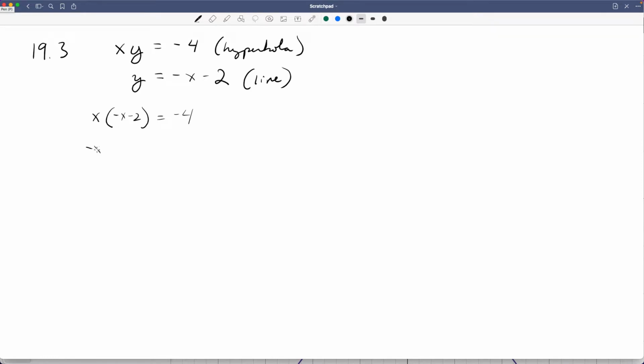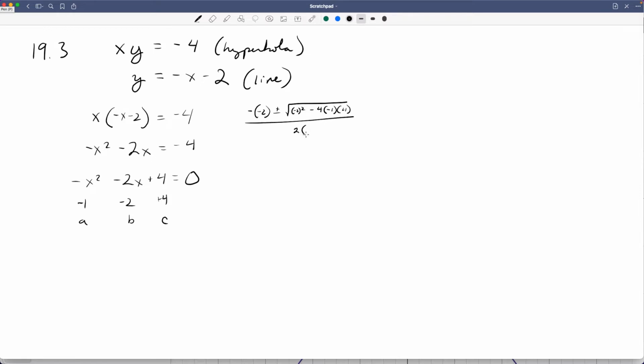So when I multiply, I get negative x squared minus 2x is equal to negative 4. So I can say negative x squared minus 2x, and I add 4 to both sides, plus 4 is equal to 0. That is a quadratic formula, right? Negative 1, negative 2, positive 4 is my a, b, and c. So I can drop that in. Negative b, so negative negative 2, plus or minus the square root of negative 2 squared minus 4 times negative 1 times positive 4 all over 2 times negative 1.